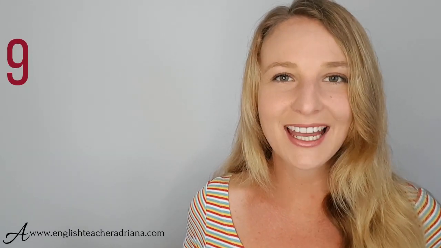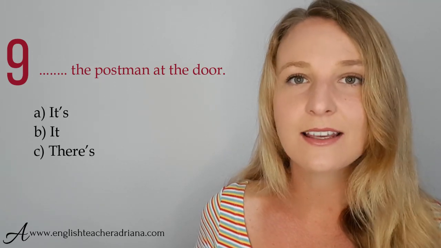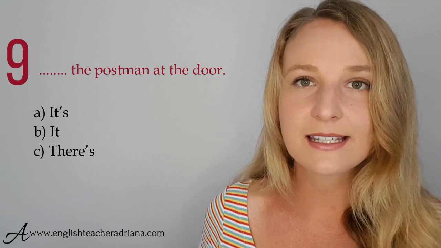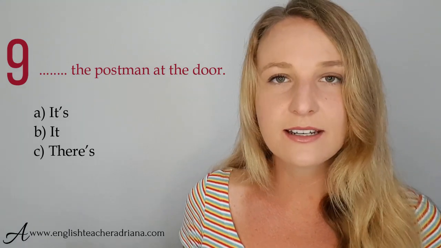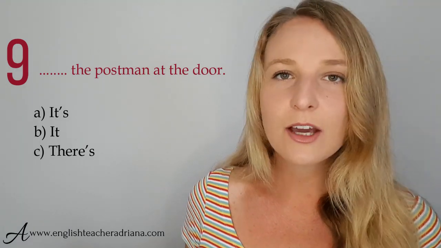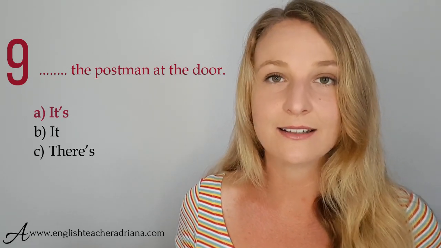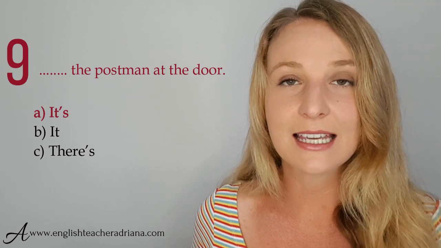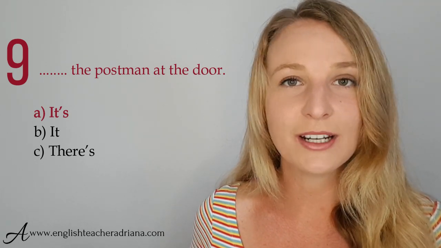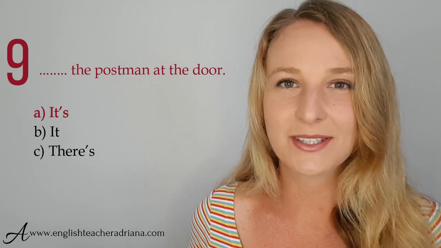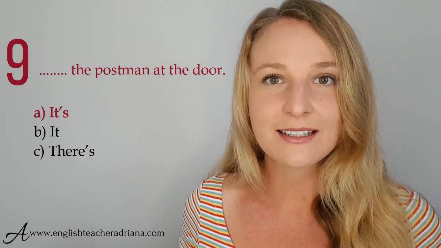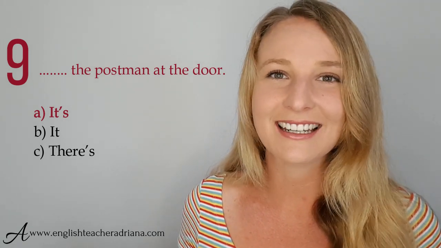Moving on to question 9. Having a look at this sentence here, blank, the postman at the door. Again, you have 3 options: A, its, B, it's, or C, there's. Now when identifying people, we use it. Here we identify the person at the door, so we need to use it is. So here the correct answer is it's, it is, not its without the apostrophe, that's a possessive determiner. We need to use it's, the contracted form of it is.